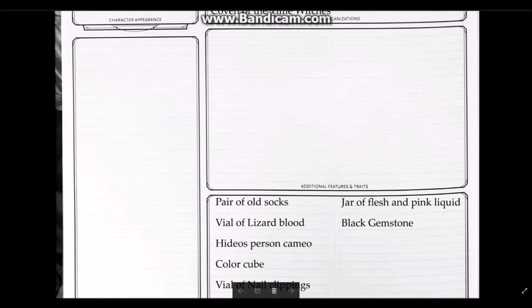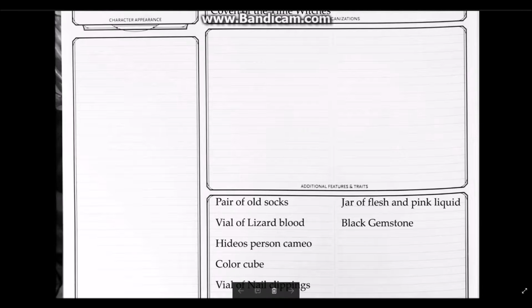Over here is where you put additional features and traits. Now, if you remember your first Dungeons and Dragons page, additional features and traits is where you put things that your character can do based off of their class and their level within the class. If your character is a very high level, you're not going to have enough room in that box that was on the first page, so you just put them over here.